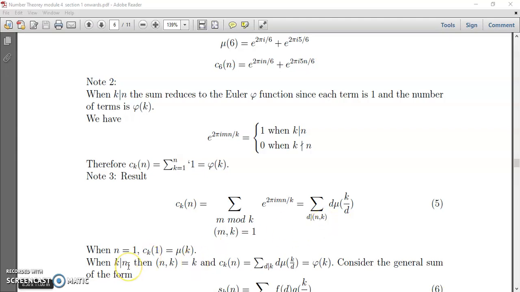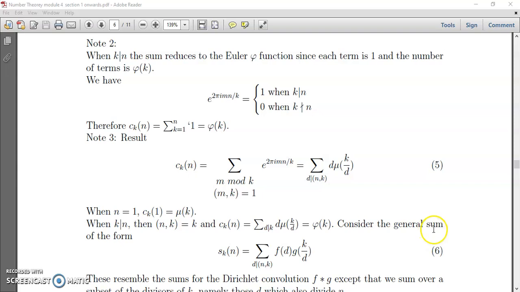And when k divides n, then we know that the GCD of n and k will become k, and in that case c_k(n) will become sigma d divides k d mu of k by d, which will become Euler totient function phi of k. So this is the result. The importance of this result is that this is the result which Ramanujan used to prove certain theorems. So this is a very important result that we will prove later on.